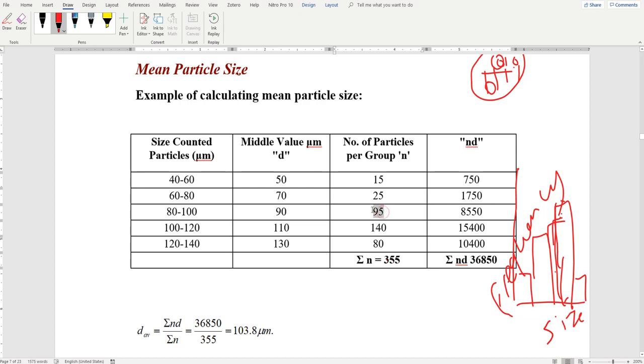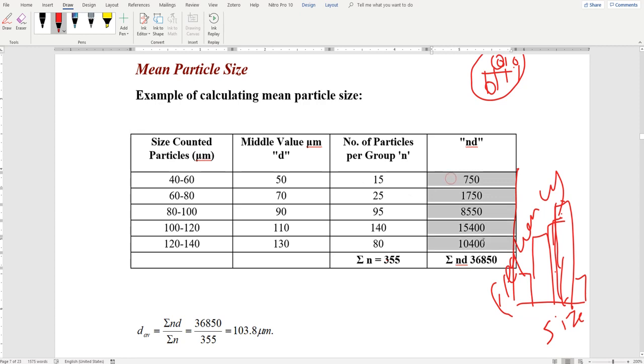Okay, 95 particles have an average size of 90. Right? So what is their total size? Multiply 95 with 90. You get 8,550. Okay, I have 140 particles and their average size is 110. So what is their total size? Multiply this one by this one. And here it's the same thing, 80 by 130. And this is the total.